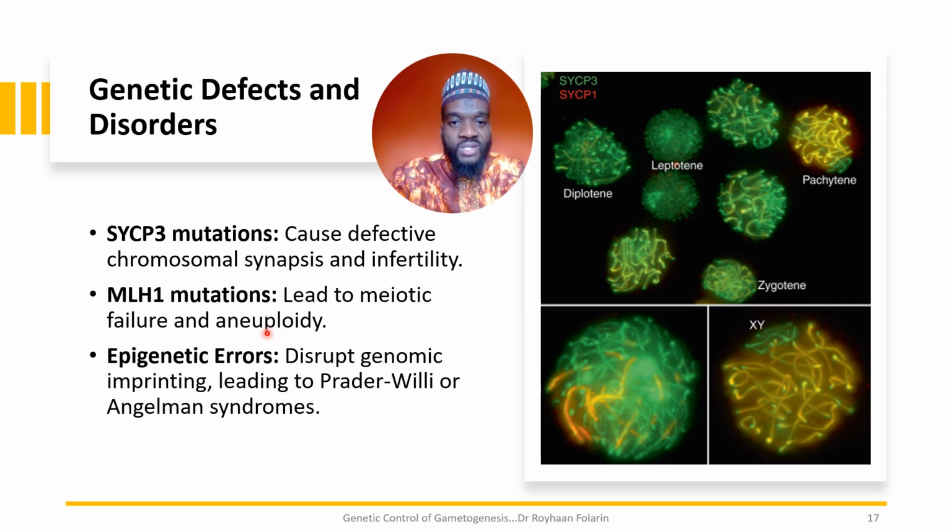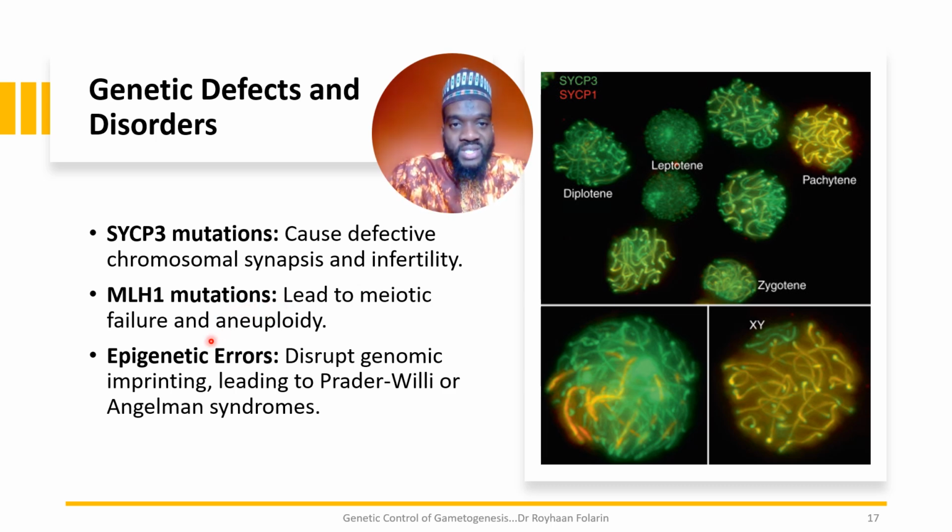So a mutation in this will lead to arrest in meiosis, and it can further contribute to recurrent miscarriages or infertility, whether in males or in females. So it's quite important. Moreover, this same MLH1 mutation has also been associated with what is known as Lynch syndrome, which is a hereditary condition that increases the risk of various cancers, including colorectal cancer, uterine cancer, and ovarian cancer.